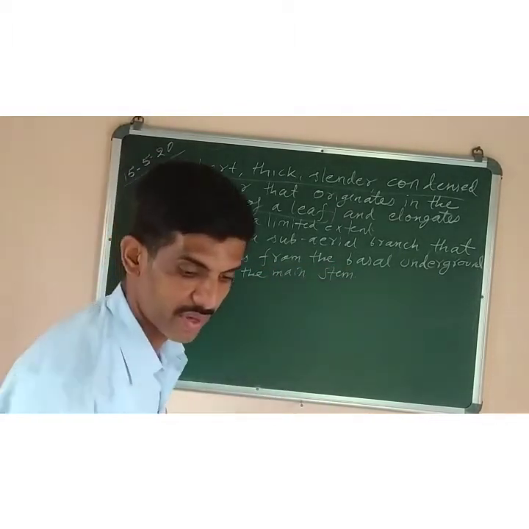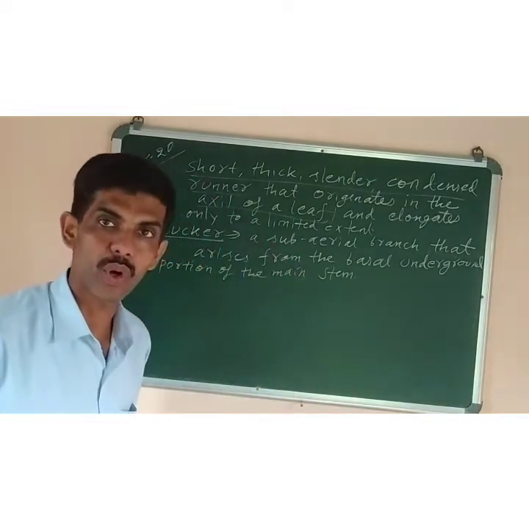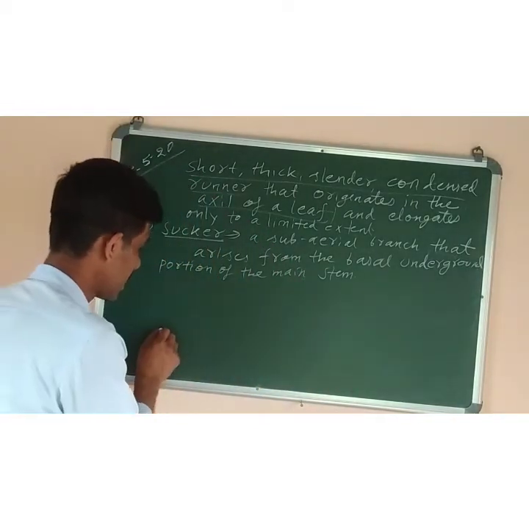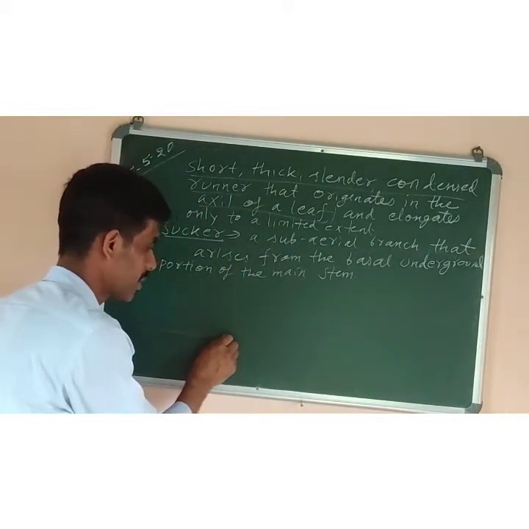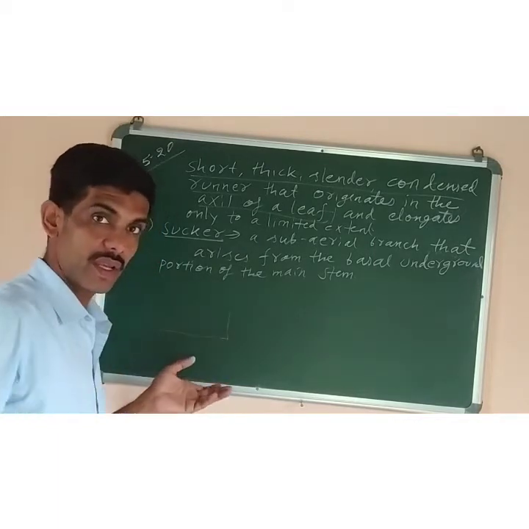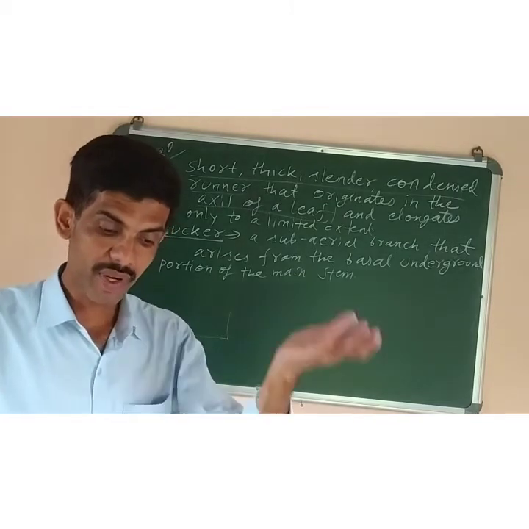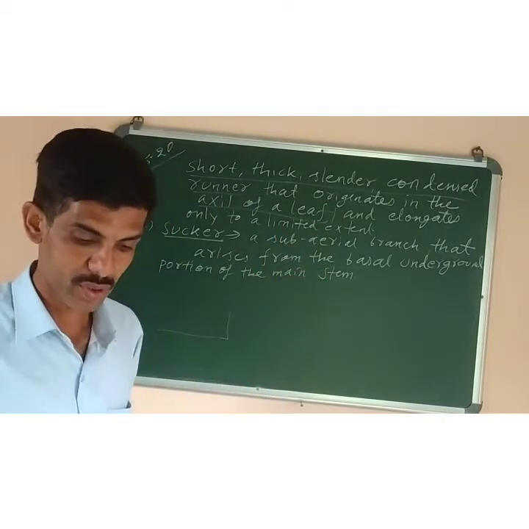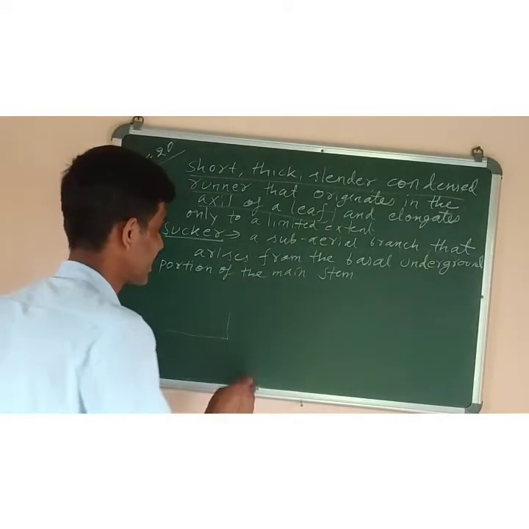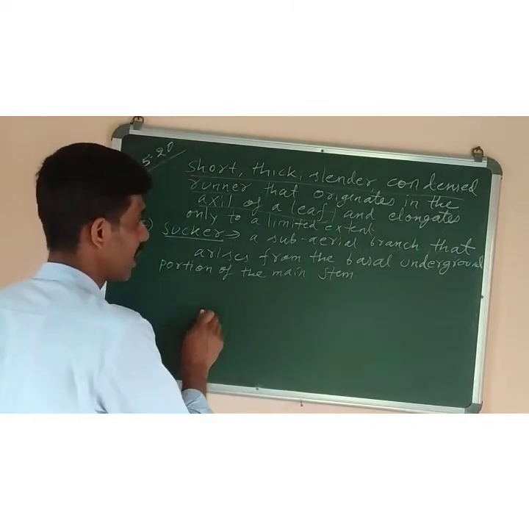Now what is the example of this one? Initially it grows horizontally below the soil, means in the starting it will grow like this, and after that it will turn up, it will grow vertically below the surface of the soil, but soon grow obliquely upward and it will form a leafy shoot. Example, mint and chrysanthemum. So if you want you can write that one.